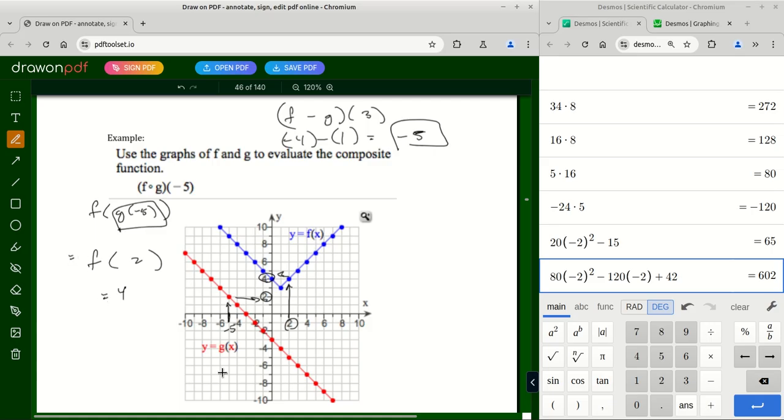It's a 2-step process. Again, note that I'm saying g at -5. So start at -5, go to the g. G is the red one. And then that's where I start for the next guy. So I start at 2, go up and over. Done.